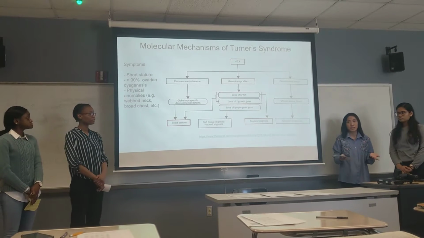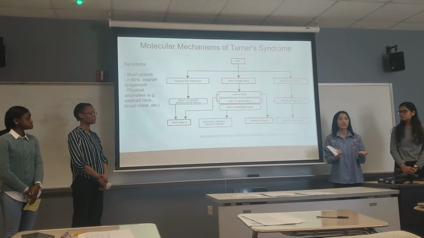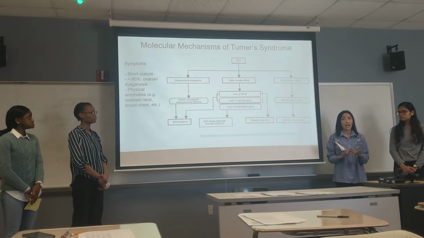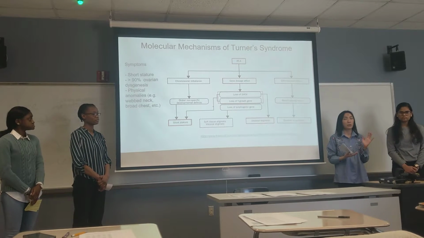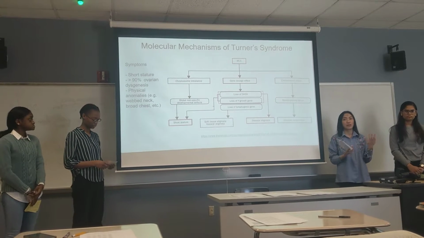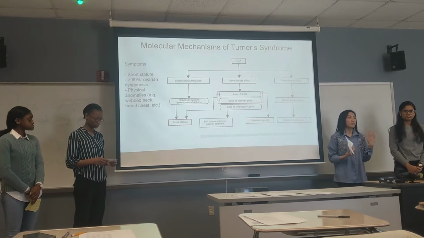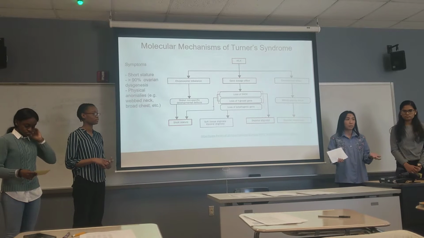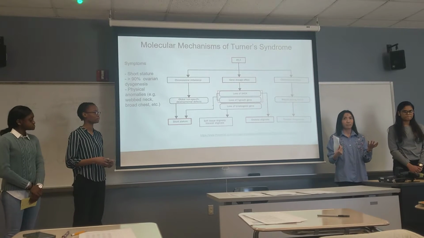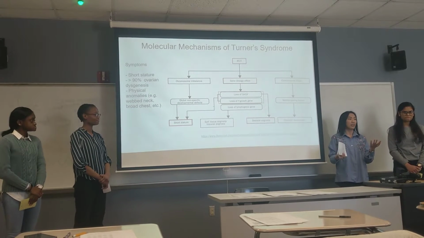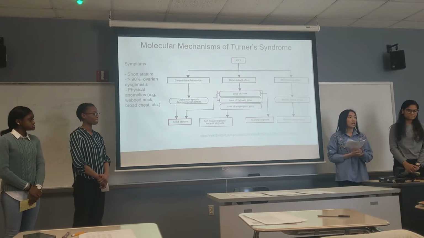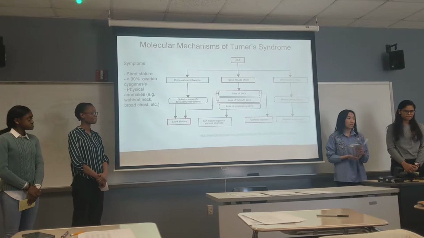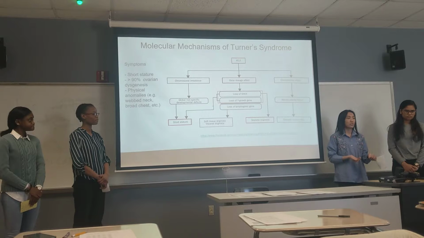So for symptoms, patients who have Turner syndrome have a short stature, and more than 90% of the patients have some type of ovarian dysgenesis, which is basically a problem with their fertility. And then they also have physical abnormalities such as a broad neck and broad chest.